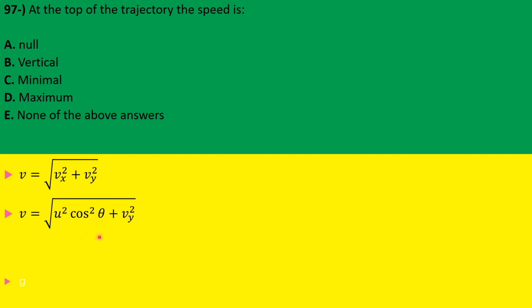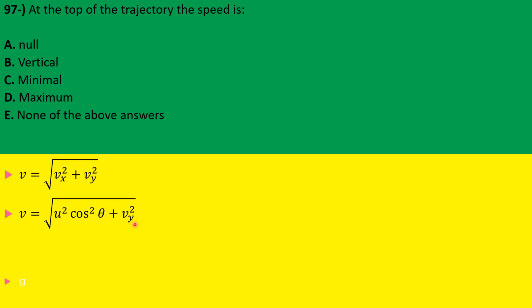All right, so we have u squared cos squared theta plus vy squared. Now, this is the speed of the particle at every given point along that parabolic path. Because the speed is going to be the square root of the sum of the squares of two independent speeds, it's actually going to be minimum if any of those speeds is 0.